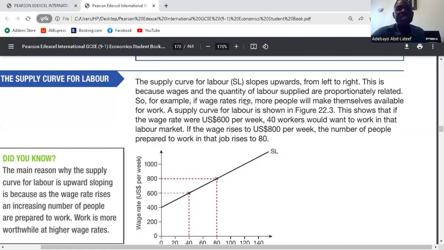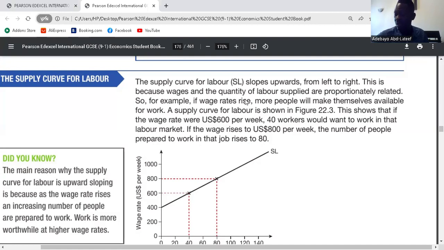So what is the supply curve for labor? The supply curve for labor slopes upward from left to right. This is because wages and quantity of labor supplied are directly related. For example, if wage rates rise, more people will make themselves available for work. Like I told you earlier, supply of labor is the number of people making themselves available for work. So there's a direct link between wages and the number of workers making themselves available. If wage rate increases, the number of workers making themselves available for work will increase.